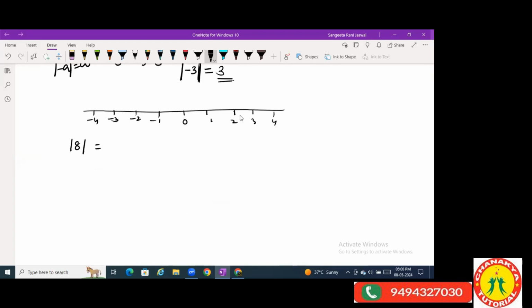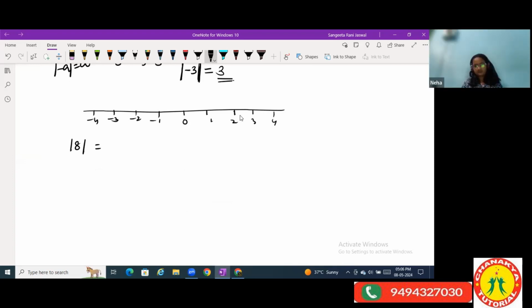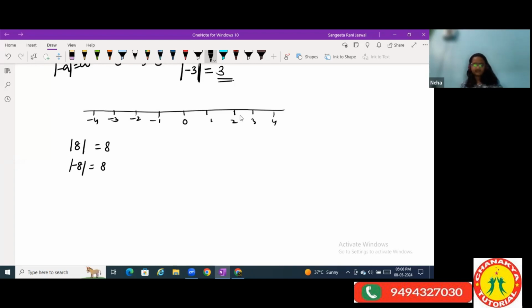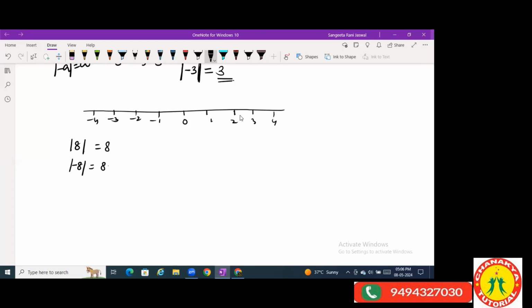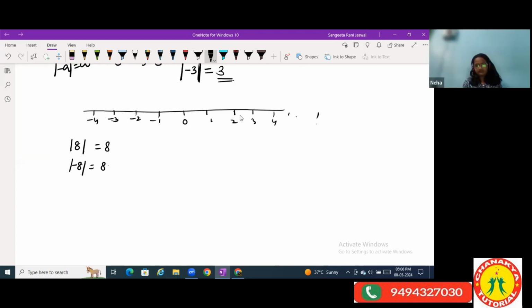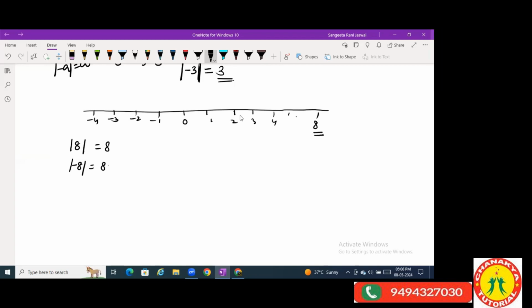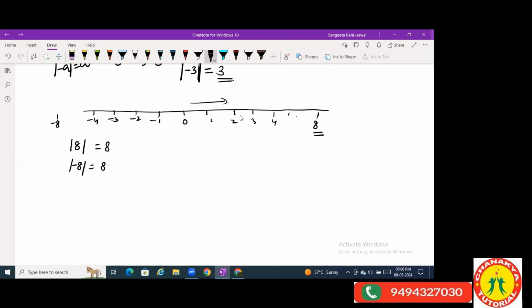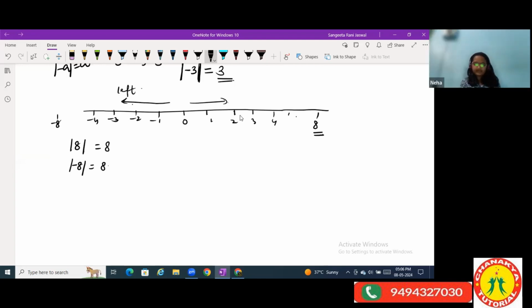Absolute value of 8, Lakshita. 8, ma'am. Okay. Neha, tell me the absolute value of minus 8. Ma'am, 8. So what do you mean by this? That positive 8 is 8 units away from 0 this side. And negative 8 is also 8 units away from 0 towards the left side. This is what it means.